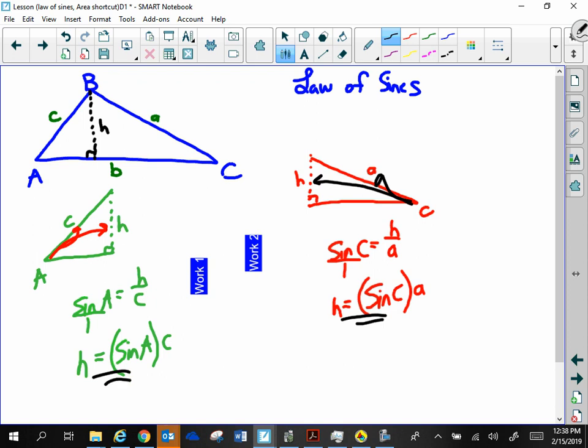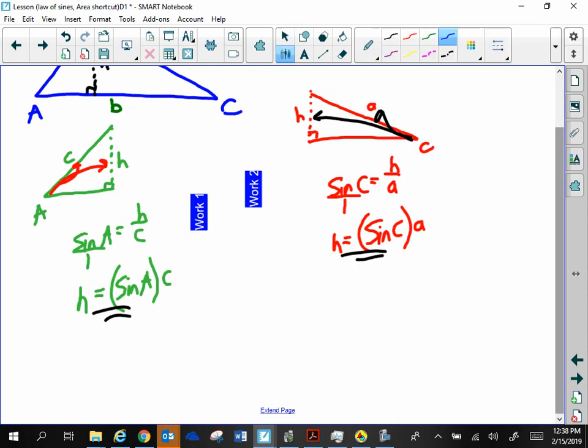Miss Bell, do you know what I'm going to do with these 2 formulas now? Set them equal. Oh yes, we have systems and equations. Miss Bell is on top of her game today.